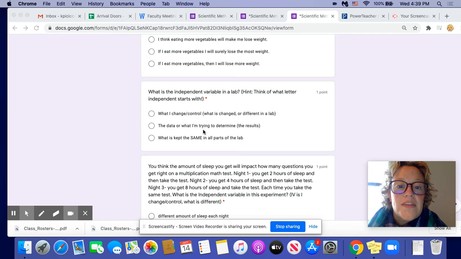The data or what I'm trying to determine, like the results? Or is it what I keep the same? The independent variable. Mark your answer.